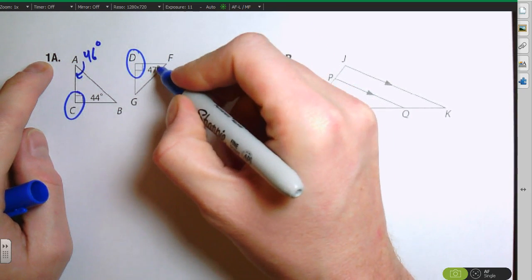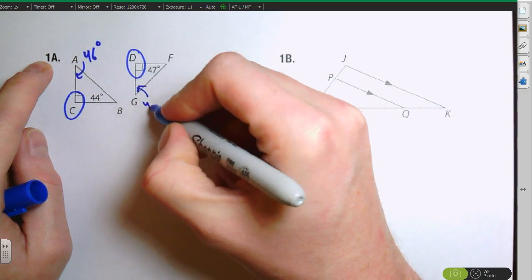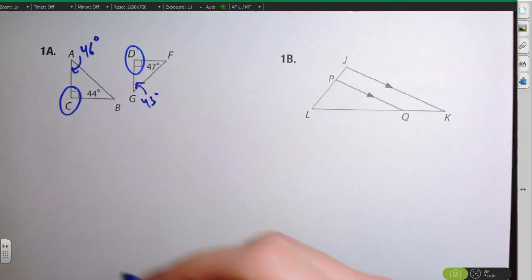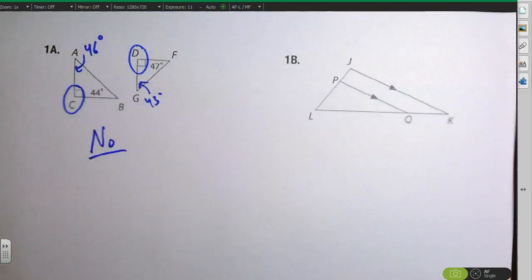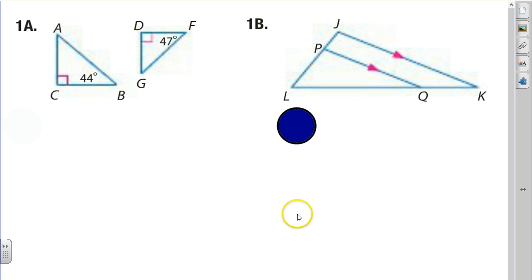Same thing with F and G. If this is 47, G would have to be then 43 degrees. So no, not similar. Now it's pretty easy to work out. Okay. All right, then now we'll go back to example 1B. Okay, are these two similar? So again, same thing. Question's going to pop up. Say yes or no. It'll tell you if you're right or wrong, and then we'll walk through me doing the problem.